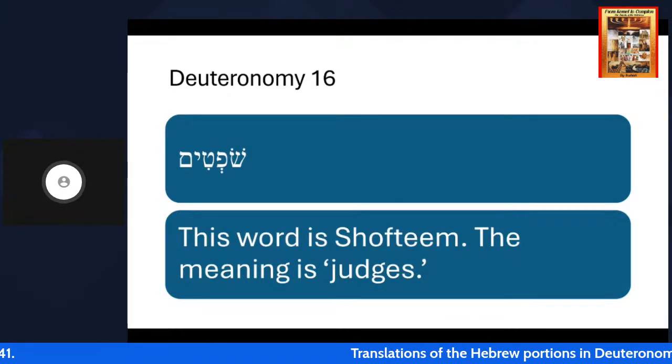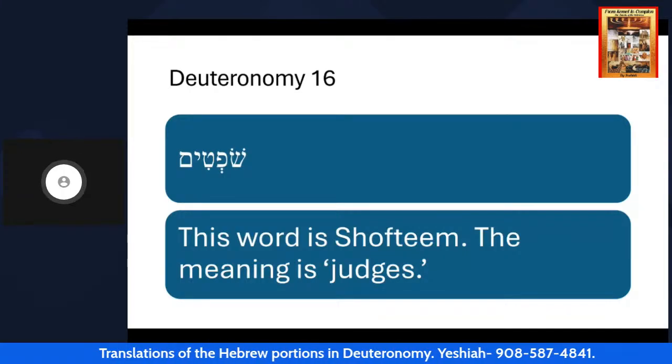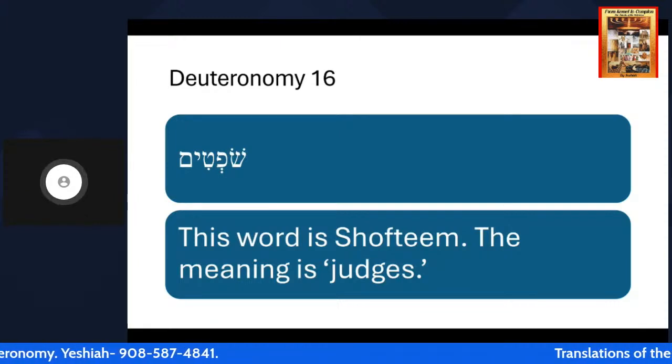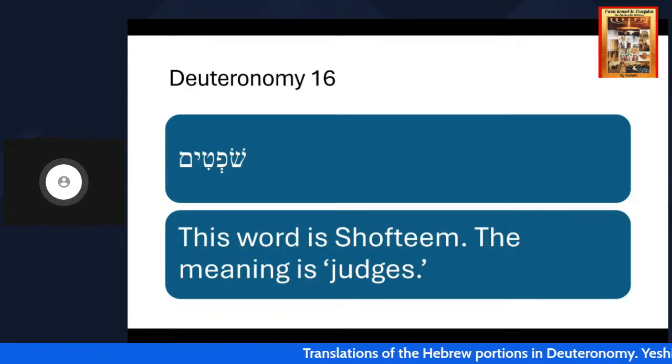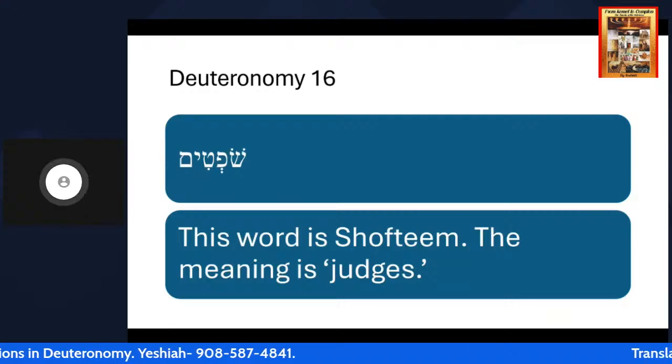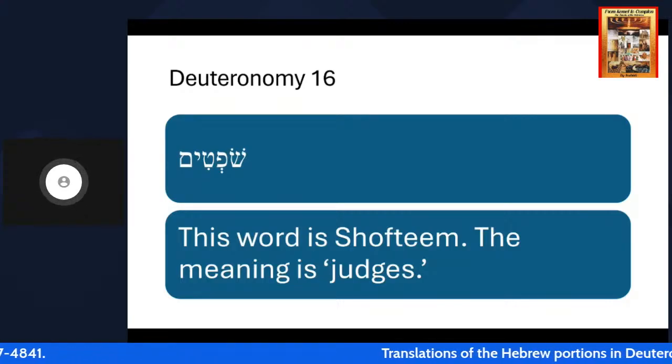Here we see, brothers and sisters, found in Deuteronomy 16, the word shotim, and the meaning is judges. This is a plural word. Now, this is also a noun. A noun, as we know, is a person, a place, or a thing. So whether it's singular or plural, it's still a noun. The word shotim comes from the root word shofet. The word shofet, brothers and sisters, means a judge. It also means a lawyer, by the way, for those into the language.